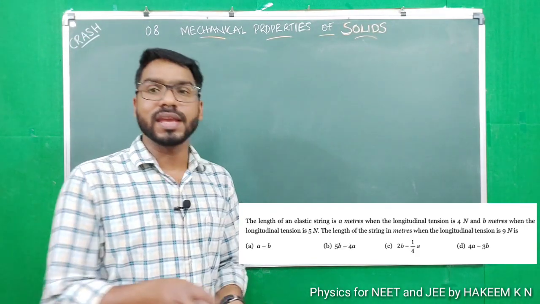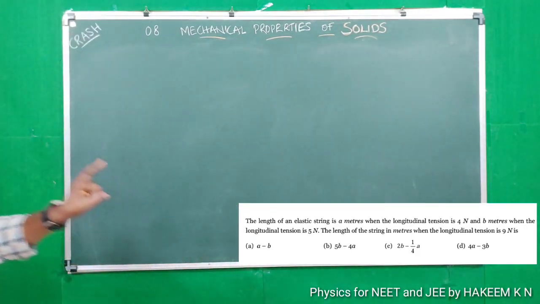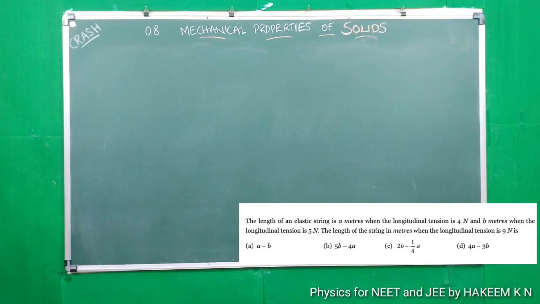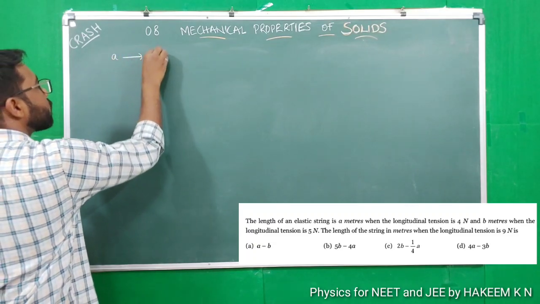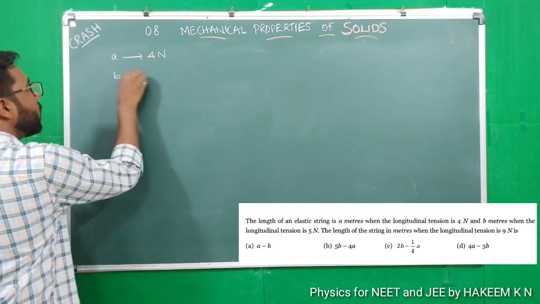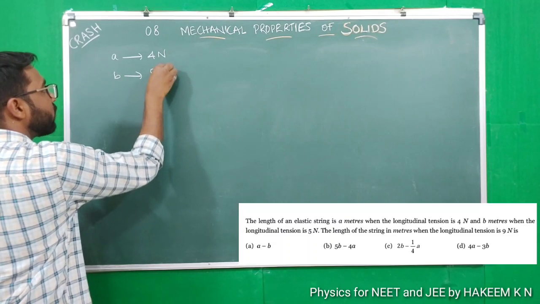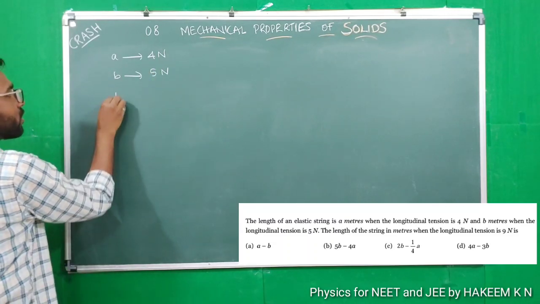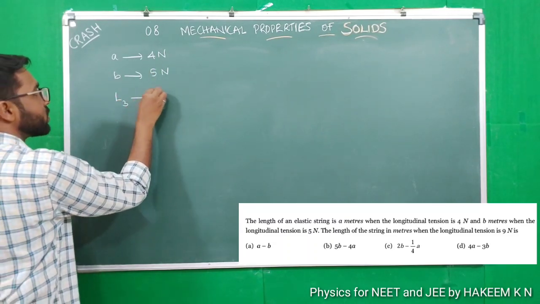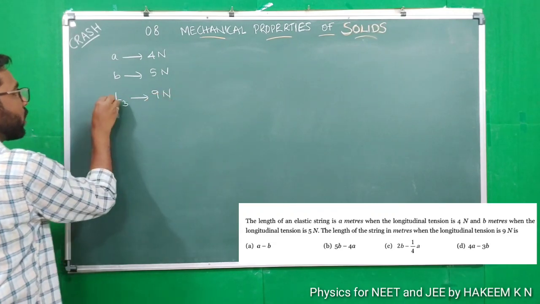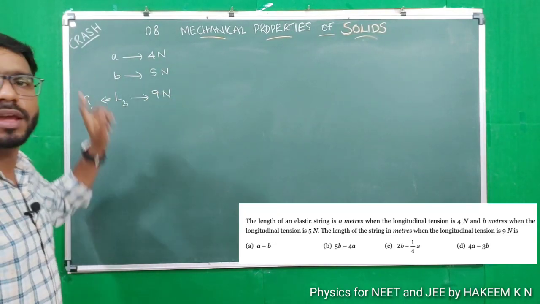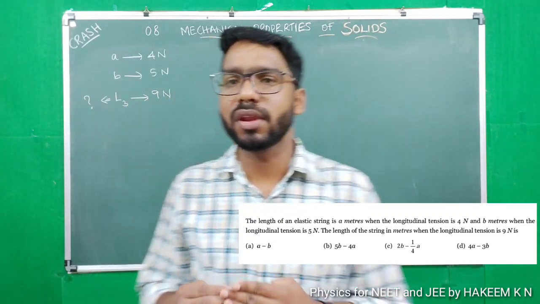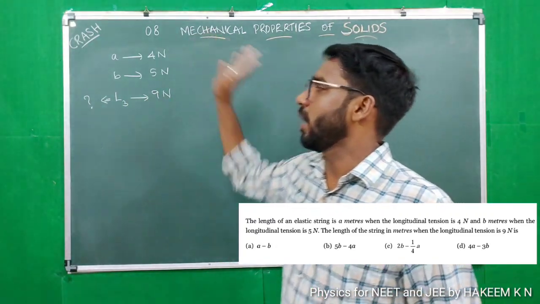Okay, 3 cases are here. Length becomes A meters when the tension is 4 Newton, B when the tension is 5 Newton. Then what will be the length when the tension is 9 Newton? So we have to calculate L3 in terms of A and B.